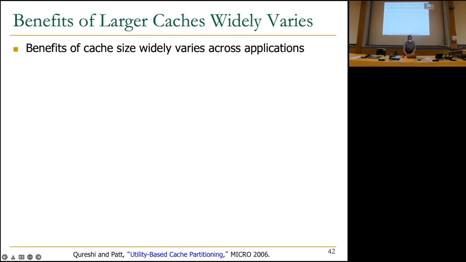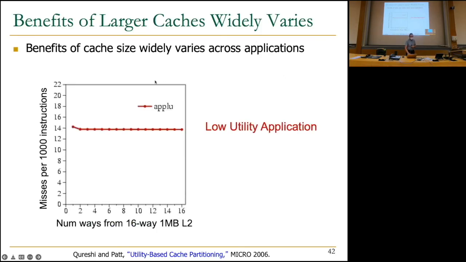Okay, so let's take a look at this from real data. Basically, the benefits of larger caches vary widely across different applications. I'm going to show you three different applications. One application happens to be a streaming application. So the x-axis is, the maximum cache is a one megabyte L2 cache.